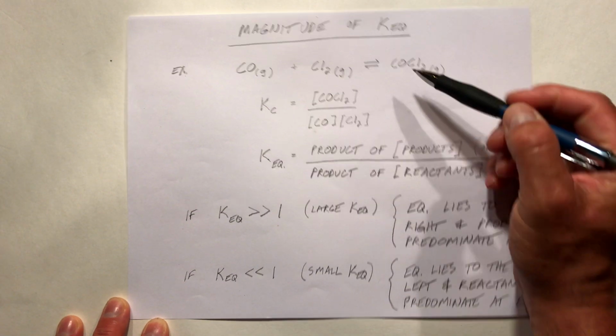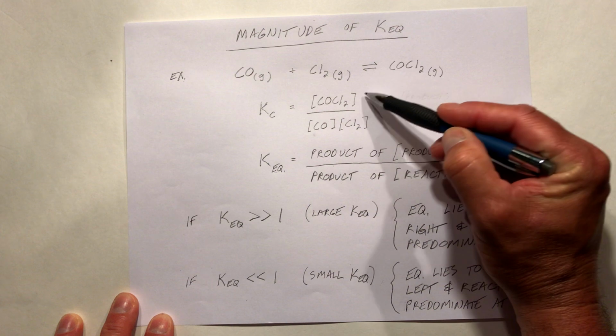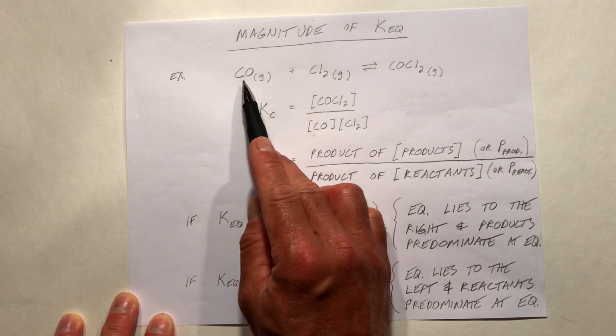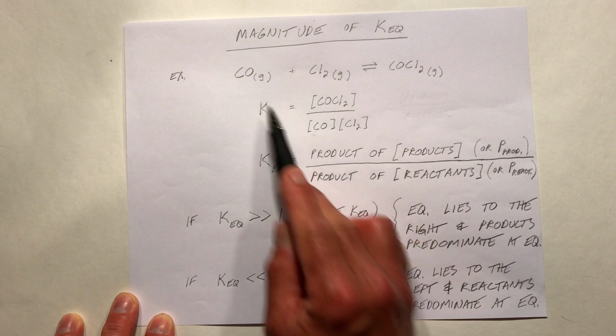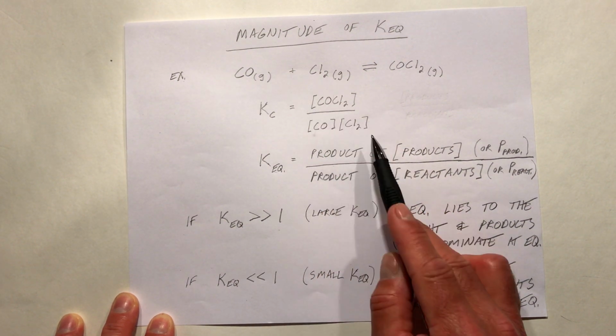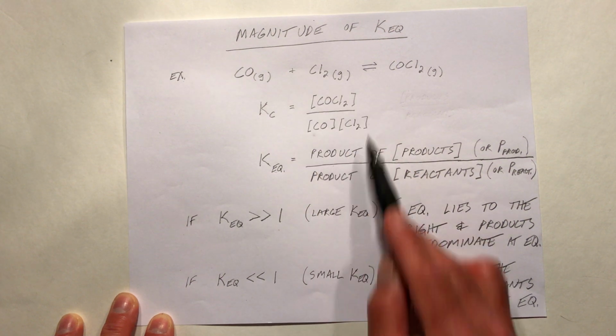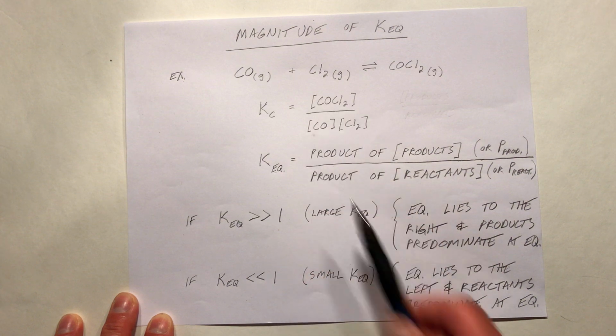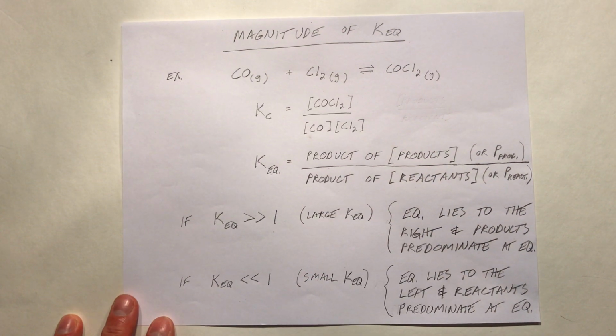Remember that since there's 1 mole of this, it would be raised to the first power. And then in the denominator, it would be the concentration of CO, because there's 1 mole here, that would be raised to the first power. And Cl2, because there's 1 mole here, that would be raised to the first power. So this is the equilibrium constant expression expressed with concentrations, Kc.